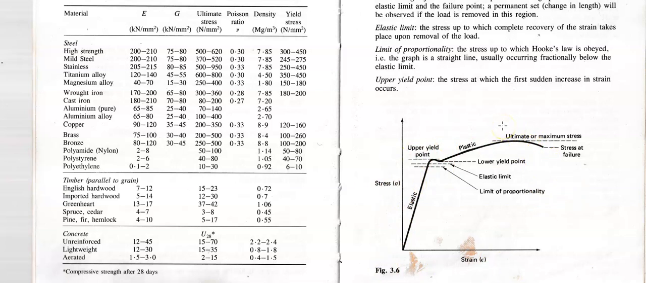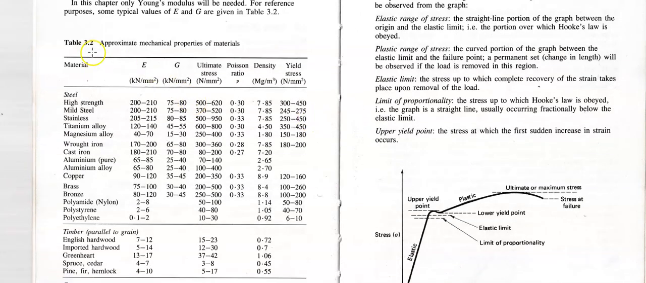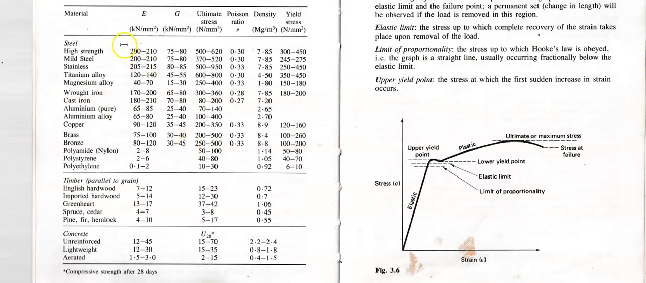Now people, just very quickly, I'll talk about this more in lessons as I go. Here's a table, 3.2, called Approximate Mechanical Properties of Materials. Here we have a list of materials. The top one is high strength steel, and we go down to aerated concrete. Now look at the first column, it's called E. That E actually stands for elastic, but more fully stands for Young's modulus of elasticity.